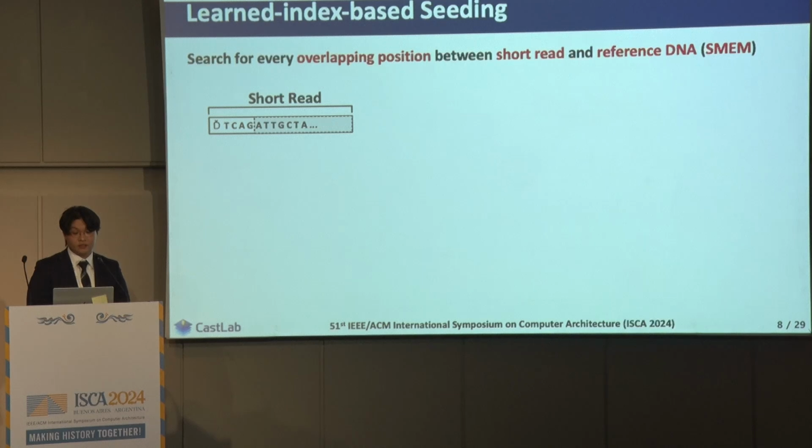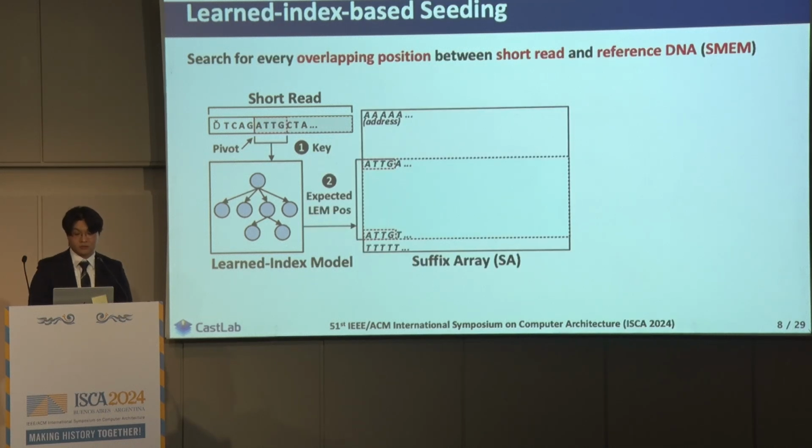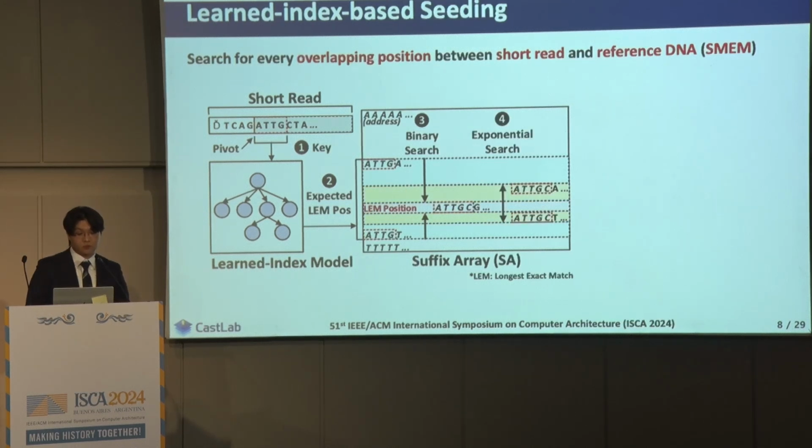Here is the process of seeding with the learned index data structure. First, the part of the short read we want to look for in reference DNA is used as key for the learned index model. Then, the learned index model gives the expected range of positions in the suffix array. In the suffix array domain, two searches are conducted to find the SMEMs. First, binary search is performed to find the position where the short read and reference DNA match the longest. These positions are called longest exact match position, in short, LEM position. Then, exponential search is performed to find every position with the same match length in the suffix array. These matches are considered to be SMEMs.